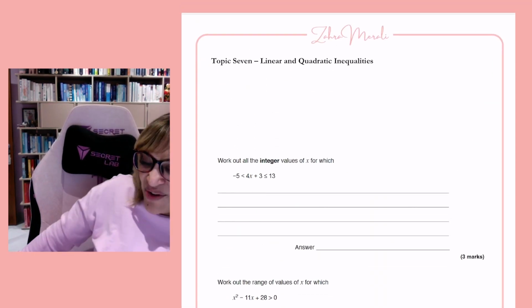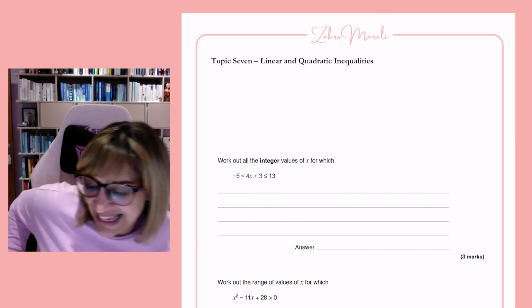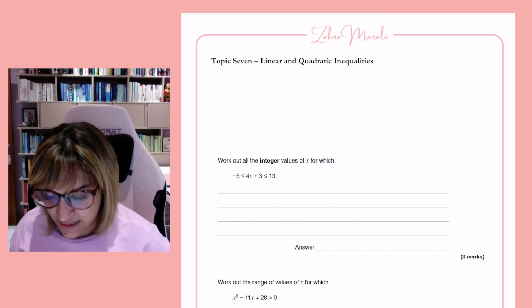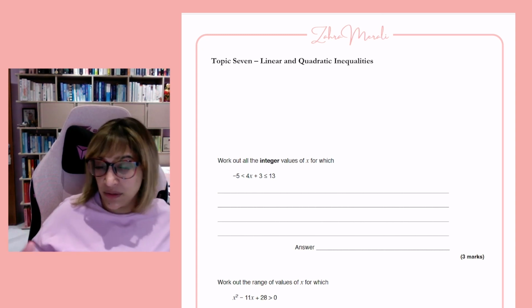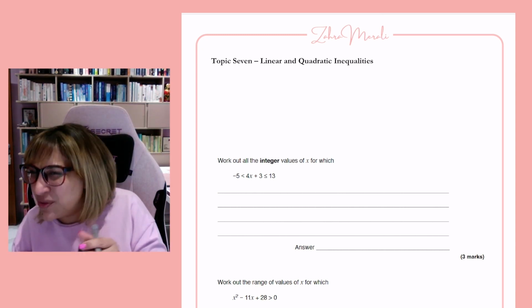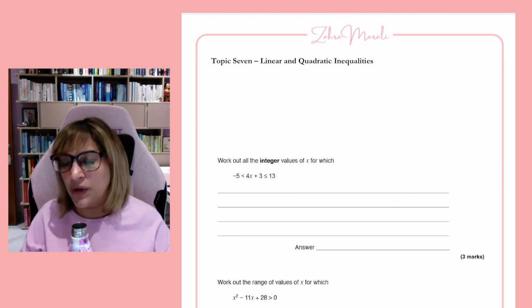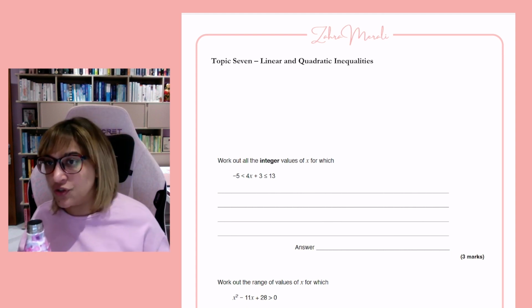Okay, now we're going to go to linear and quadratic inequalities. Linear inequalities, a lot more straightforward. You treat it like an equal sign. If you've got a double one, whatever you do to one side, you have to do to the other.